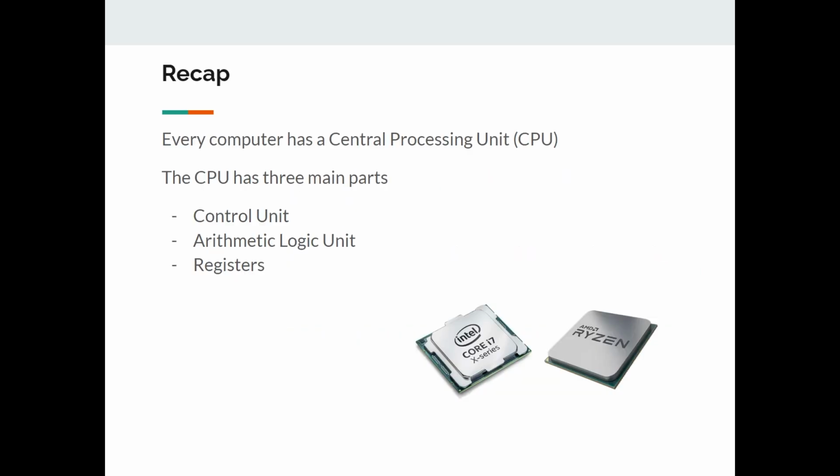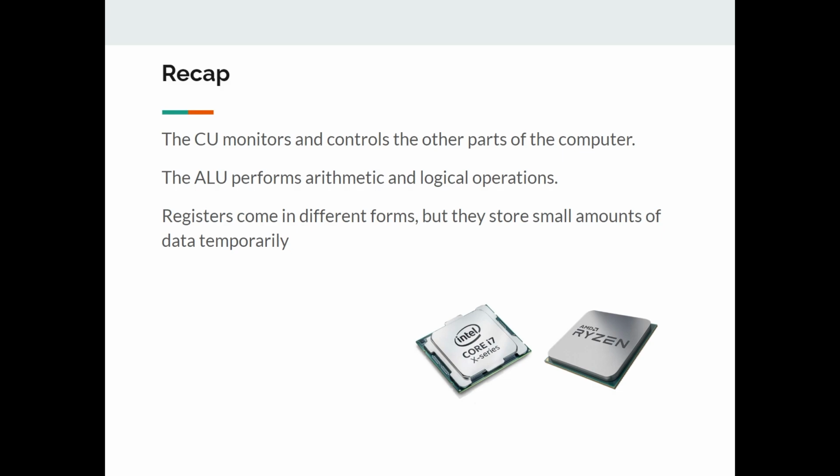So let's recap a bit more. We've got three parts to the CPU. We've got the control unit, the ALU, and registers. The control unit's in charge. It monitors and controls the other parts of the computer. It also deals with the timings. The ALU performs the arithmetic and the logic. That's what A and L stands for. And registers, there are many registers, but they all store small amounts of data temporarily.